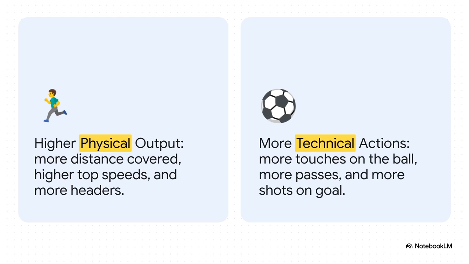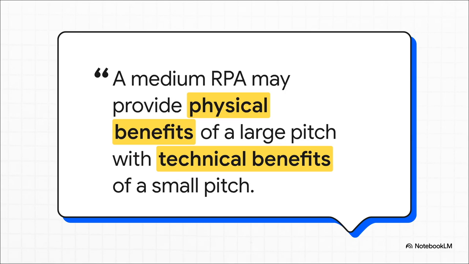They're going to cover more ground, hit higher speeds, and deal with more long balls. But shrink that space down and bam, suddenly it's a technical puzzle. You get way more touches, more passes, more quick decisions in really tight areas. The space itself dictates the type of football that gets played. So, where's the sweet spot?